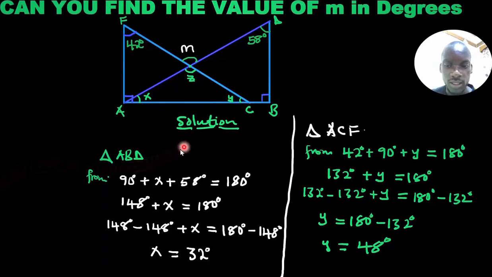Having got those values of X and Y, we can now also consider the triangle having the angles X, Y and Z. We are doing that because we see that the angle M we are required to get is opposite to the angle Z. So if we get angle Z, we shall automatically have got also the angle M. So we are considering this triangle.